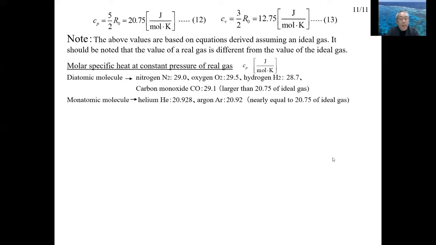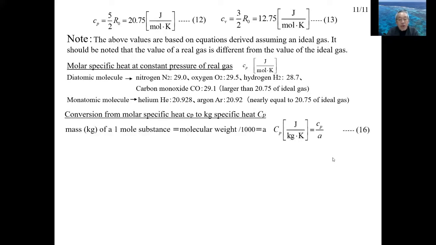Next, the measured values of the molar specific heat of some real gases at constant pressure are shown. As you can see, the specific heat of a real gas is considerably larger than that of the ideal gas. However, in the case of monatomic molecules such as helium and argon, the values are close to those of an ideal gas.